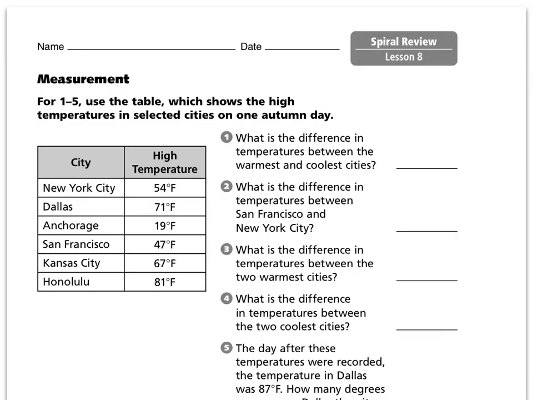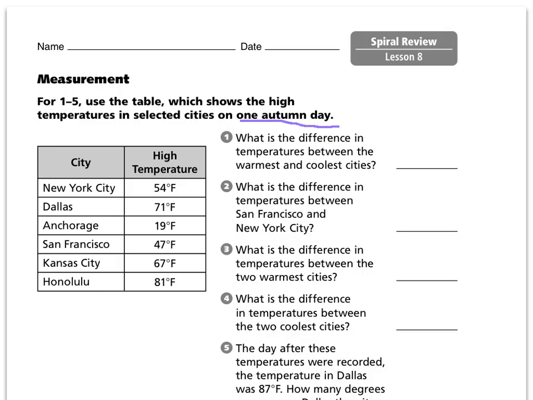Let's look at Chapter 9, Lesson 8 review. For 1 through 5, use the table, which shows the high temperature in selected cities on one autumn day. So this is going to be the high temperatures on one autumn day. For number 1, what is the difference in the temperature between the warmest and the coolest cities?